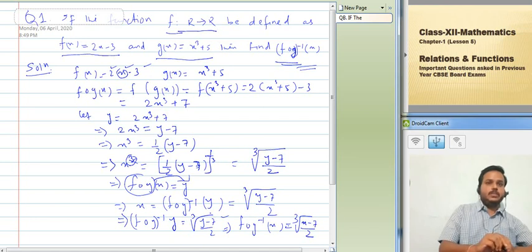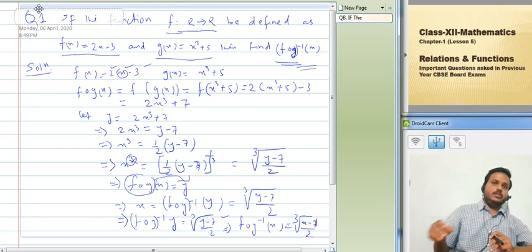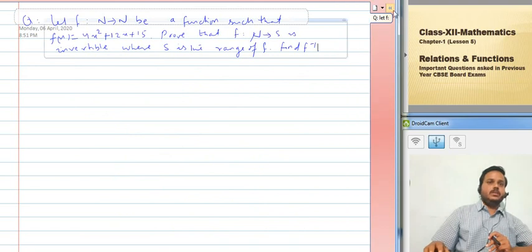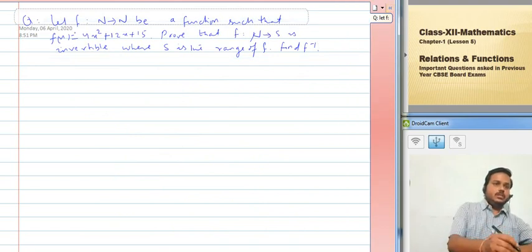This one is the question. Now look at this one. Let f be a function from N to N, and it is defined in this way: f of x is 4x square plus 12x plus 5. During the lesson also I told you these are quadratic equations, and children, you face a bit of difficulty in solving this, so try to concentrate here.